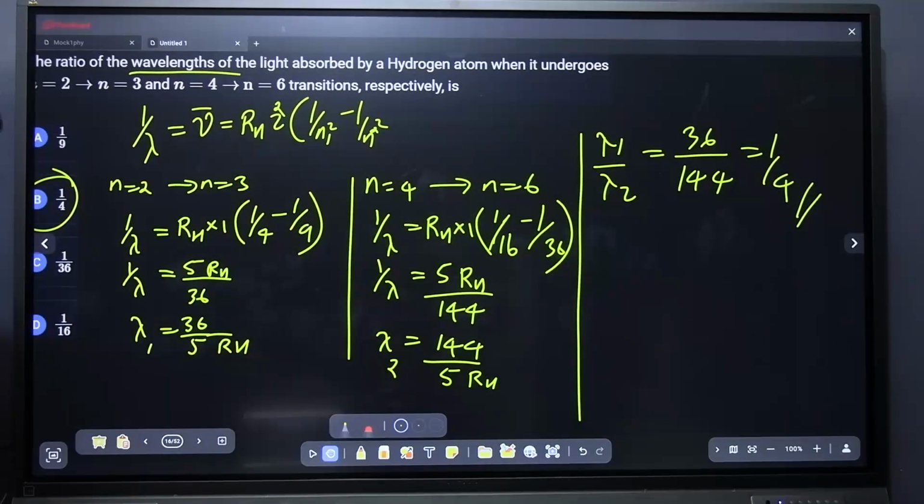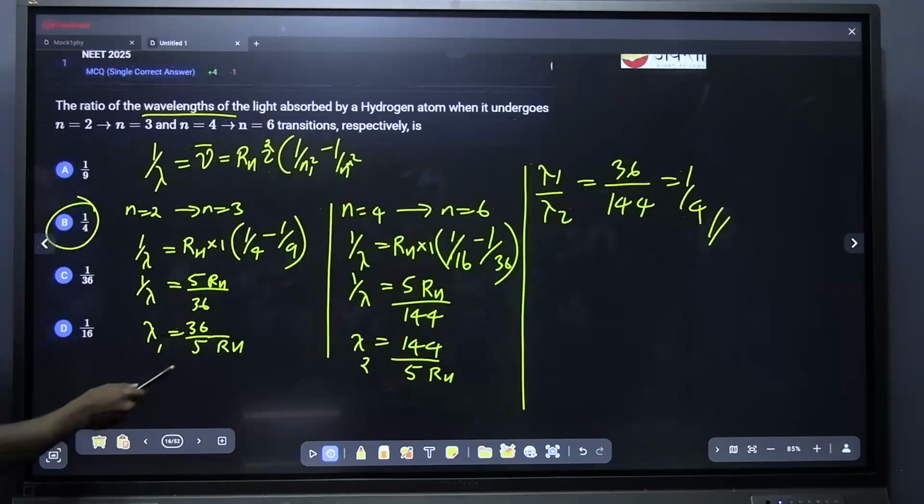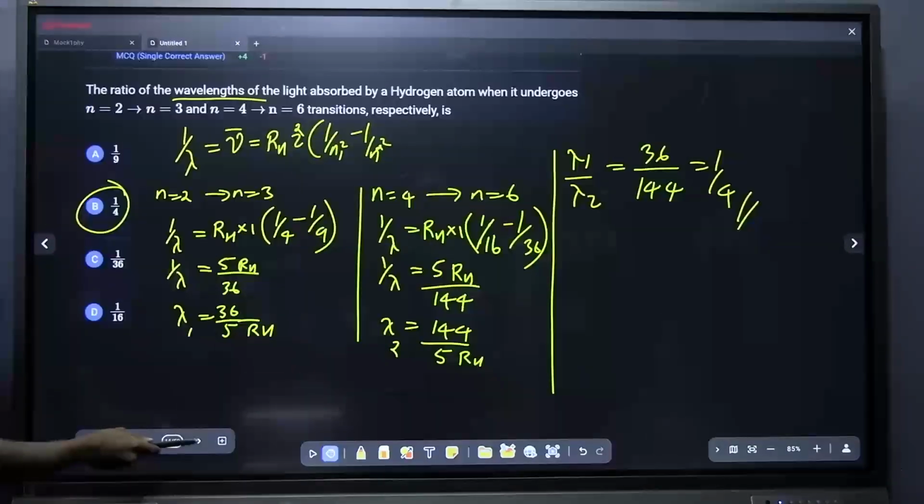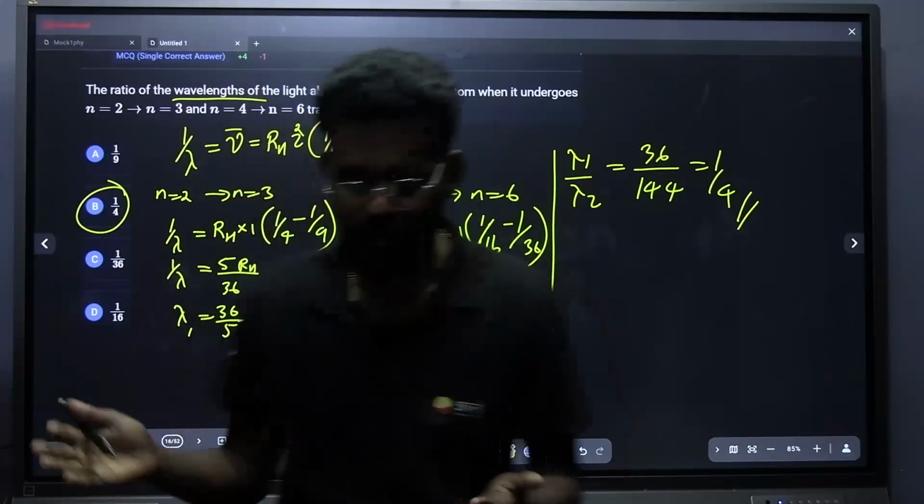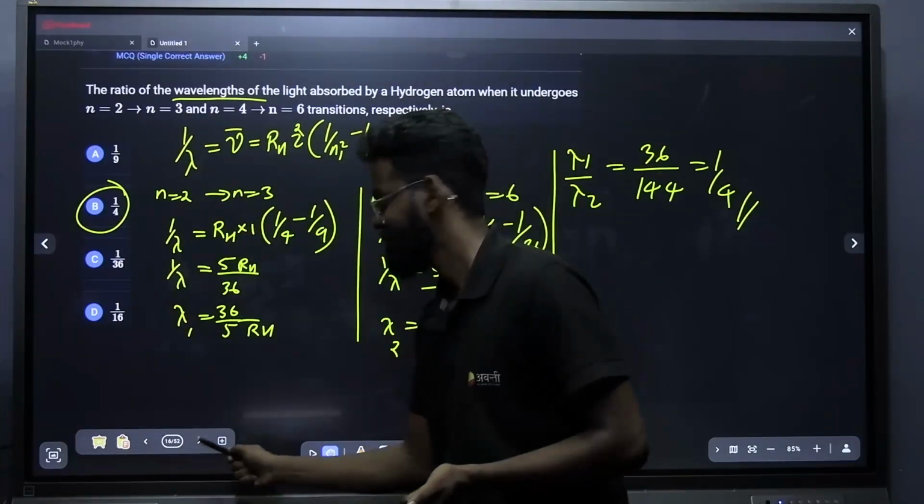Is it what everyone got? Yes. Okay, so this is an easy question. We can take a screenshot and we can move. Okay, done. Shall I move? We have to cover a few more topics here. Done. Shall I move? Tell something.